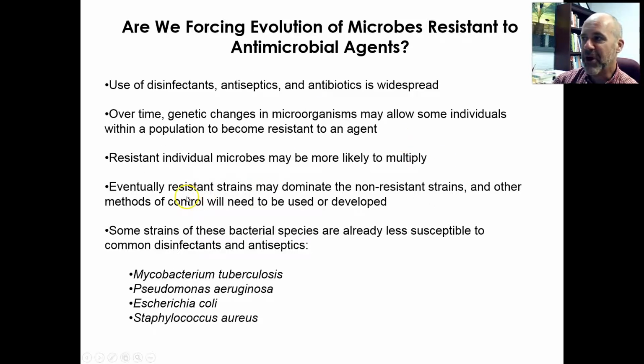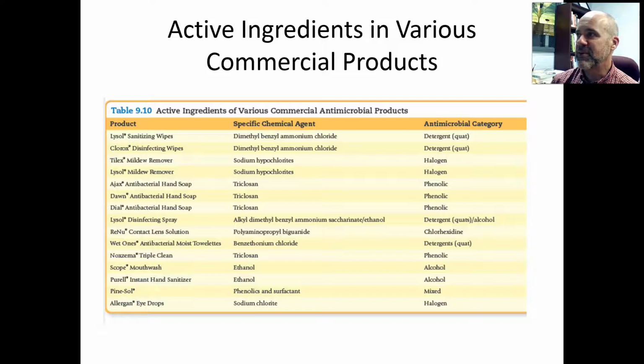So we have to be worried about these resistant strains that are out there. And already we're seeing resistant strains of some bacterial species that are very important pathogens. Mycobacterium tuberculosis, Pseudomonas aeruginosa, Escherichia coli, Staphylococcus aureus. There are strains of these that have become resistant to some of the common disinfectants and antiseptics that are used. And so once that happens, then you've got to find other things to use to try to control those types of microorganisms. So it's pretty serious stuff to think about moving forward.